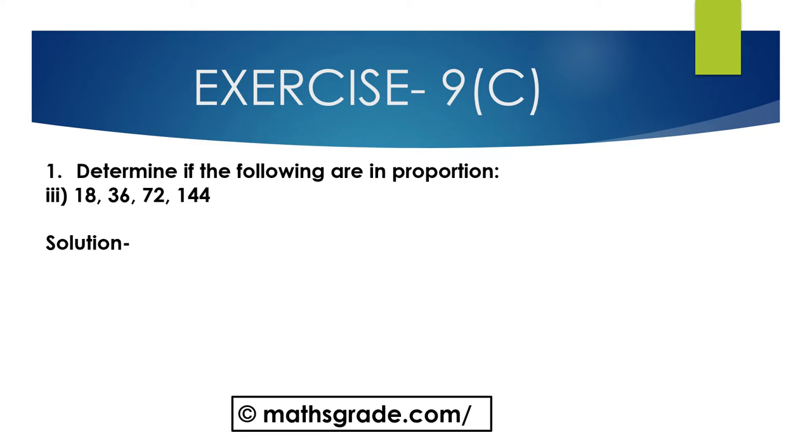Now third bit 18, 36, 72, 144. These are the numbers given and we have to check whether the following numbers are in proportion or not. If the numbers A, B, C, D are in proportion, if A is to B is proportional to C is to D. A is to B is proportional to C is to D. Then A, B, C, D are in proportion.